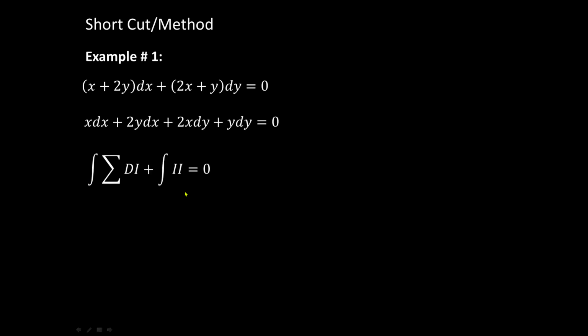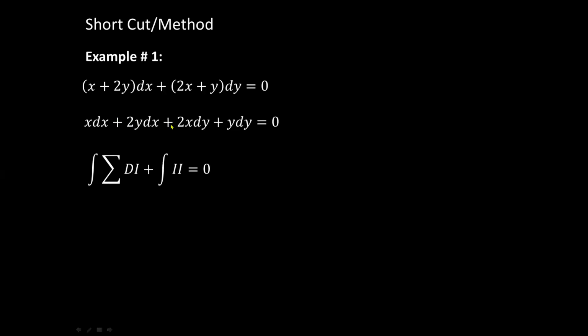Ito yung equation natin. Integrate natin ang lahat ng mga direct integrables, ang sum nila. And then, integrate natin ang indirect integrable. Pipili lang tayo ng isa. Kung dalawa man ang indirect integrable, pipili ka lang ng isa. Can you follow? Yes, sir.